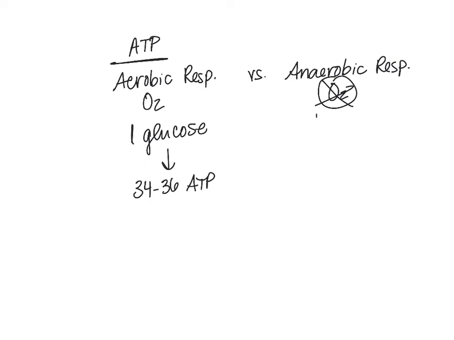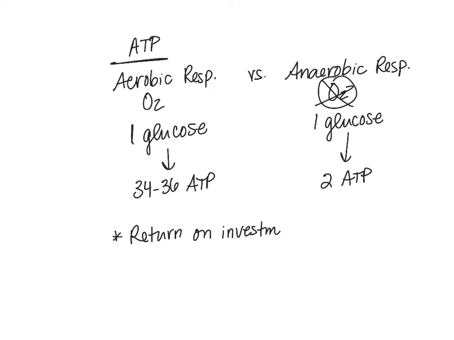With anaerobic respiration, for each glucose molecule that goes into the reactions, we only make 2 ATP. So it really comes down to return on investment. You can imagine that as an organism, it takes energy and time to go find those organic nutrients such as glucose. So if you had to invest time and energy into getting these organic molecules into your body, do you want a return on investment where you get 34 ATP per glucose molecule, or only 2?